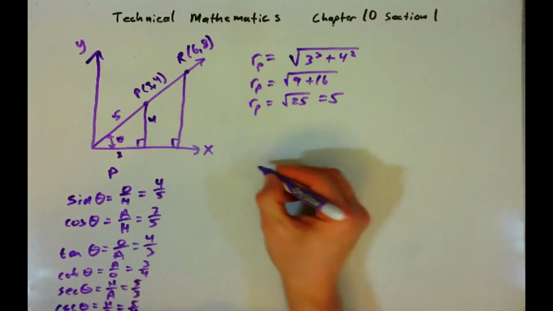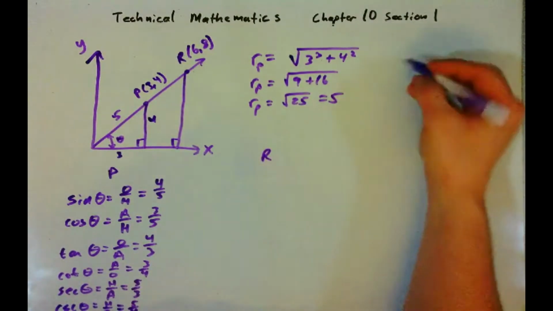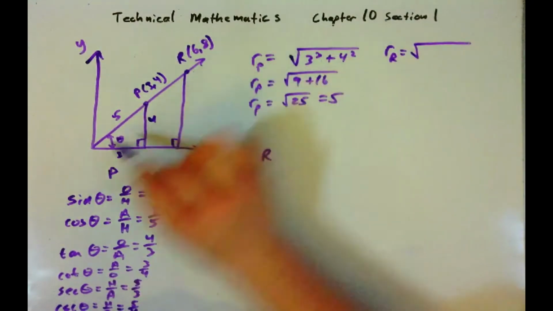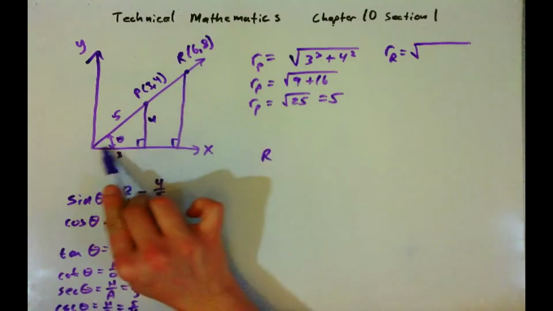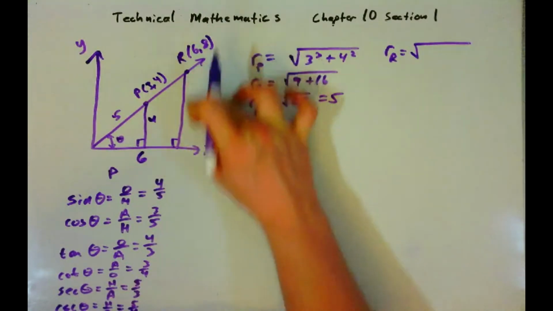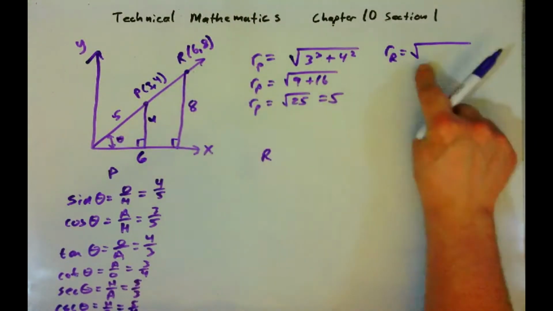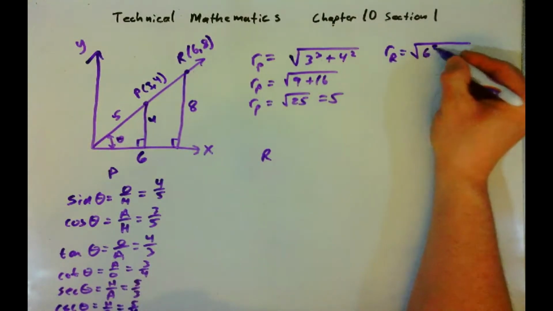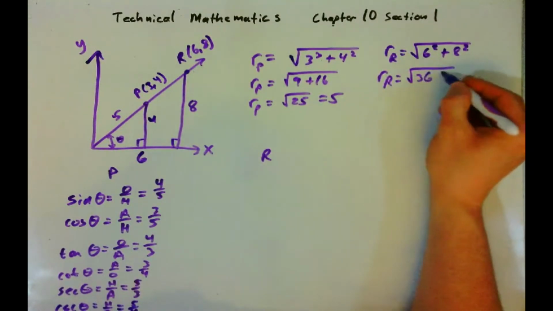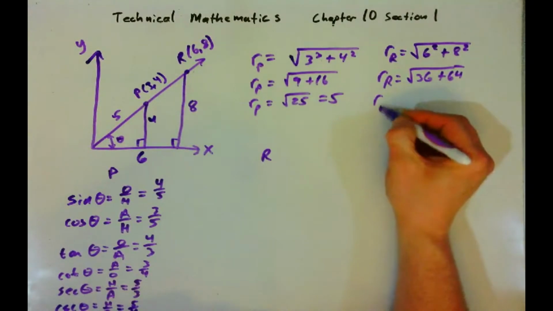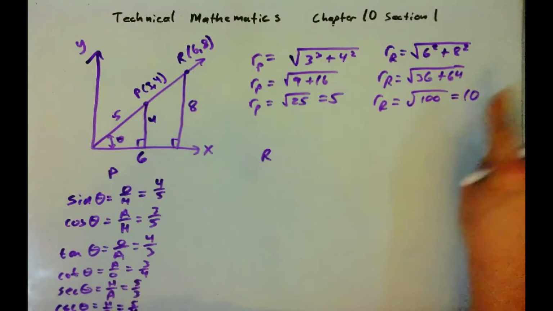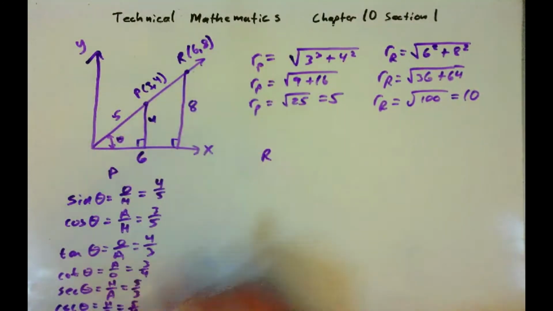Okay, and now let's look at the bigger triangle, triangle R. First we need to find the hypotenuse of triangle R. And so we'll have the square root of x value, which is 6. That's the length of this side of the triangle. So for the big triangle, the adjacent side is 6. The opposite side, the y value, is 8. And so the hypotenuse will be 6 squared plus 8 squared. That'll be the square root of 36 plus 64, which is going to be the square root of 100, which is 10. So the hypotenuse for the big triangle is 10.